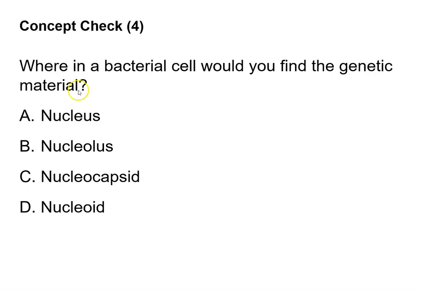So we've got a concept check here. It says, where in a bacterial cell would you find the genetic material? Do you find it in the nucleus, the nucleolus, the nucleocapsid, or the nucleoid? Notice that they all sound very familiar. The nucleus is in eukaryotic cells. A nucleolus is also in eukaryotic cells. A nucleocapsid we haven't really talked about yet, kind of referring to another group that we haven't talked about, but it is the nucleoid. We said the nucleoid region is where we find the genetic information, the DNA of a bacterial cell.